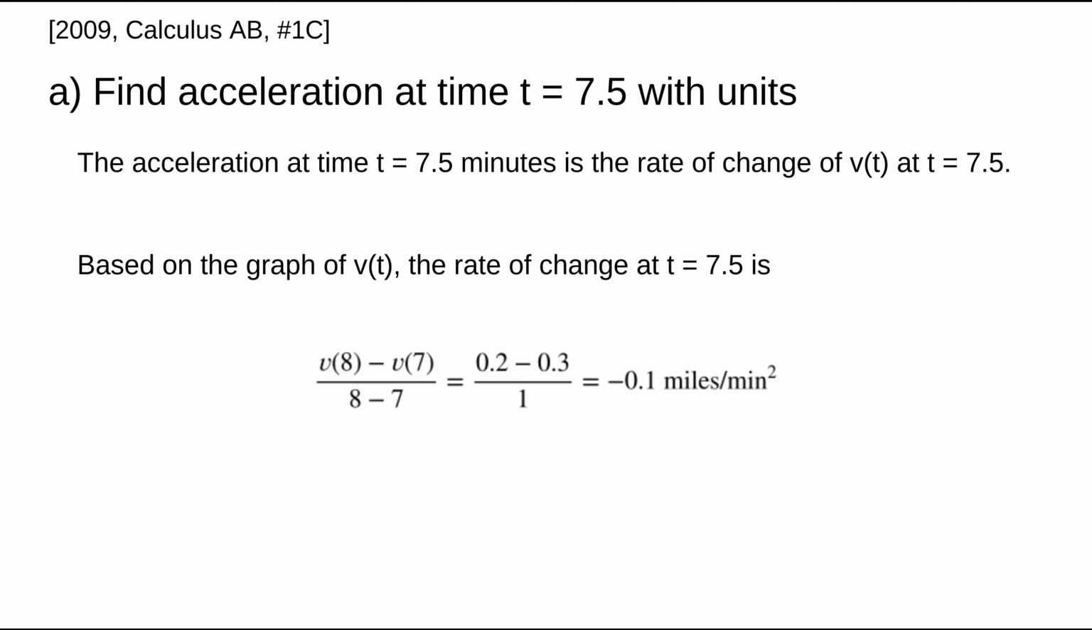V of 8 is 0.2, v of 7 is 0.3. It is kind of tough to determine if you're not paying attention. You can miss the fact that the y-axis is decimals, not integers, but it does turn out to be negative 1/10 miles per minute for the acceleration at t equals 7.5.